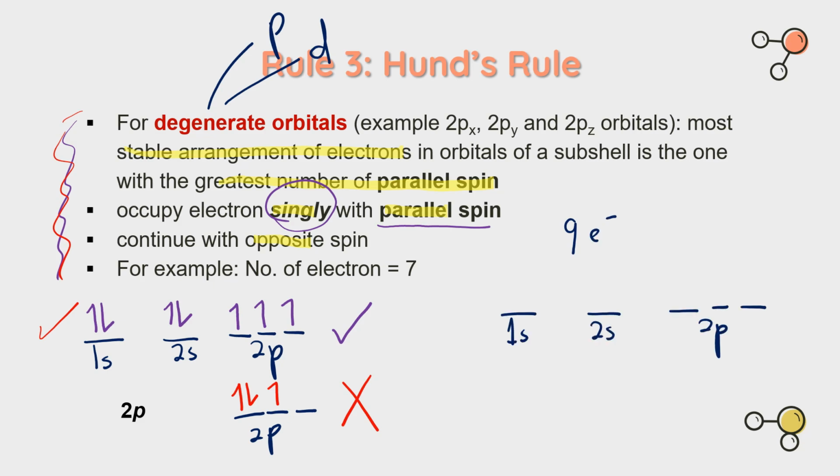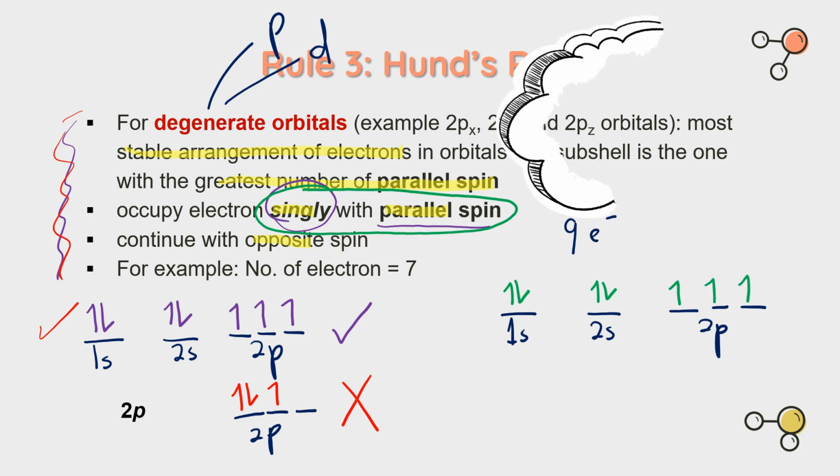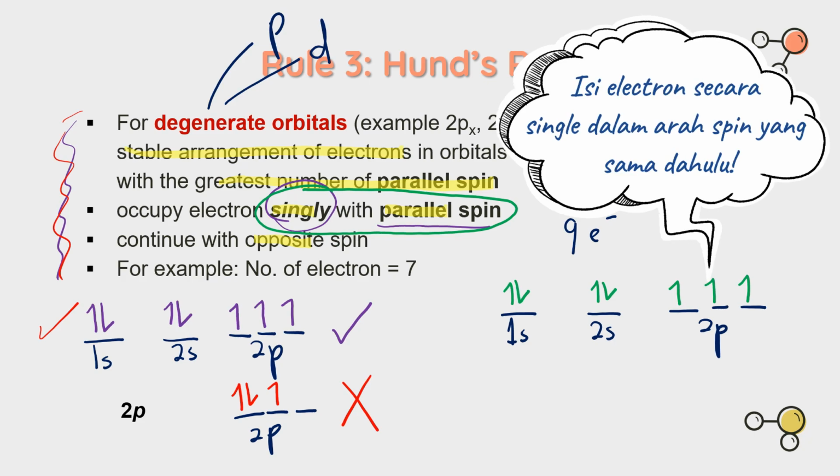So now we have 2 electrons in 1s. You have filled as much as 4 electrons, so we have another 5 electrons remaining. For these 5 electrons, what you have to do first is fill or occupy the orbitals secara singly with parallel spin. So the other 5 balance electrons ini, so how to susun dia adalah start dengan single electron in parallel spin, and the remaining electrons you can continue with opposite spin.